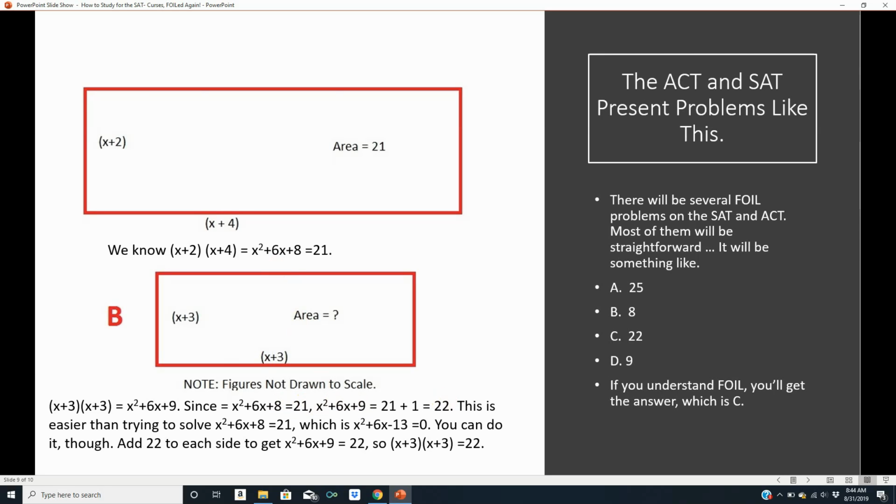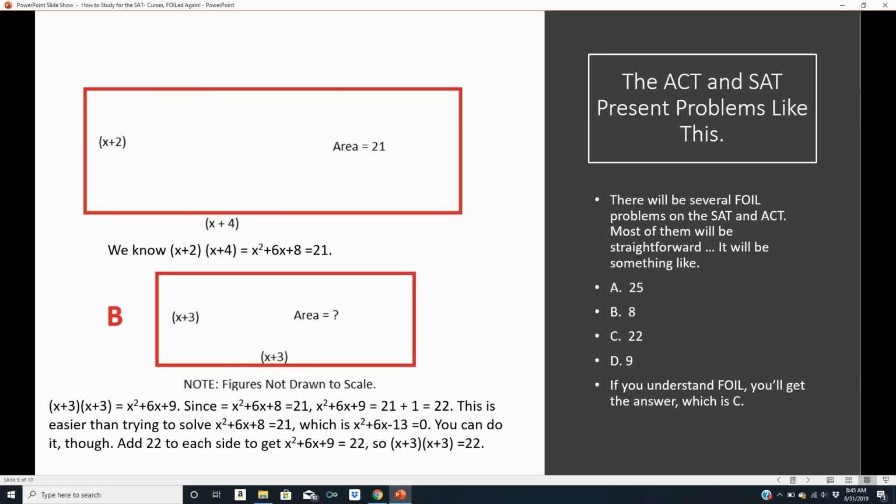Another way you could do it is you can solve x squared plus 6x plus 8 equals 21, which means x squared plus 6x minus 13 equals 0. And then you can actually use completing the square. So you can say, all right, x squared plus 6x plus 9 would be the complete square of x plus 3. So x plus 3 times x plus 3 is equal to 22.